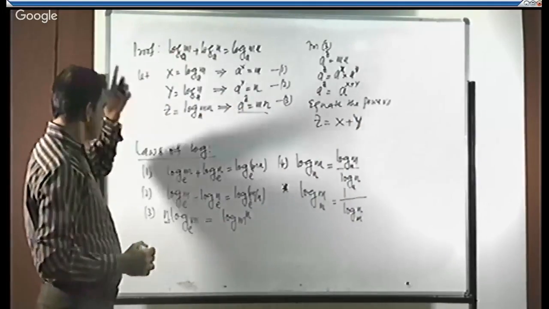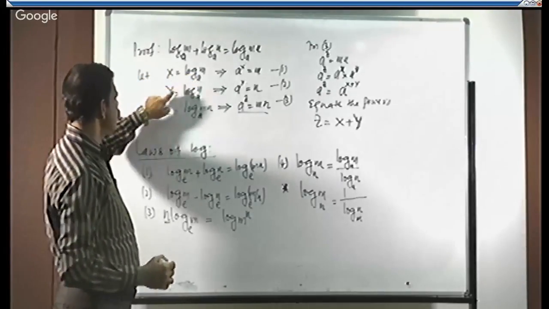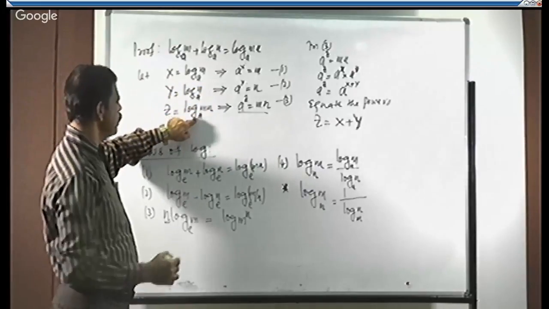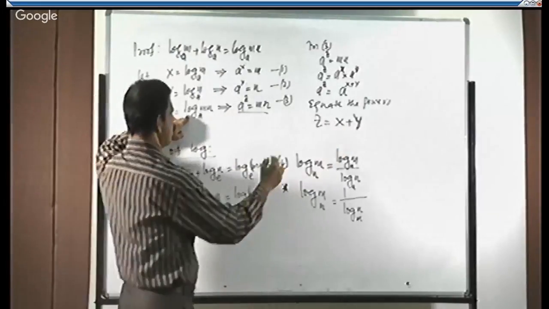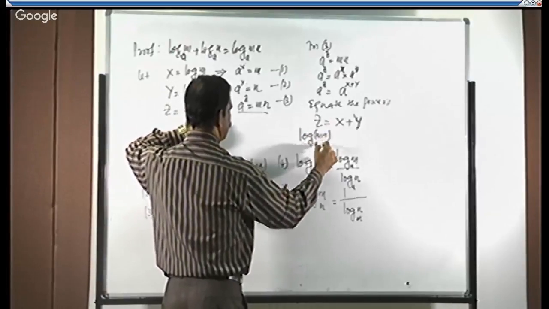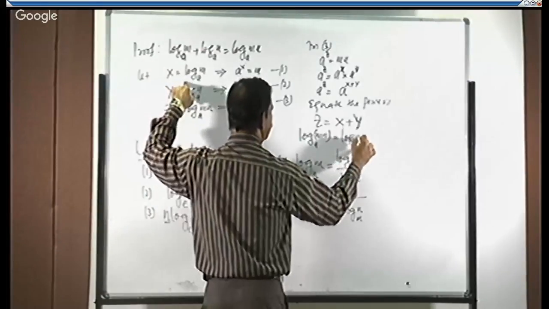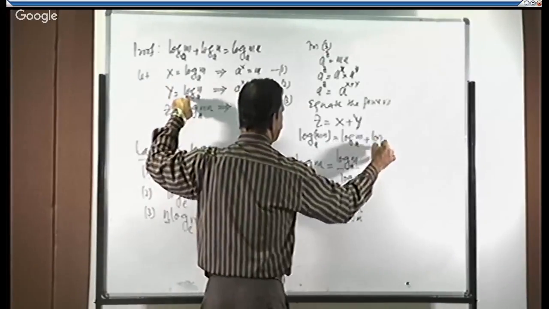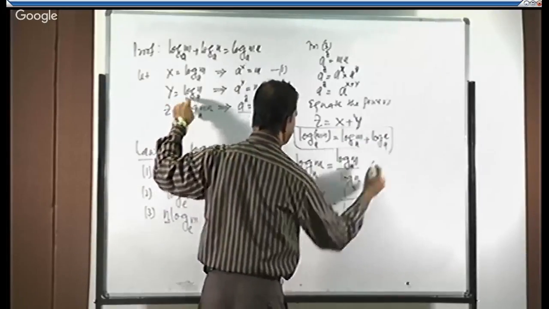See, from equations 1, 2, 3, what is x? We consider it as log of m to the base a. What is y? Log of n to the base a. What is z? Log of mn to the base a. Just replace z by its value. Log of mn to the base a is equal to x, which is log of m to the base a plus y, which is log of n to the base a. See, we got the proof of the first law.